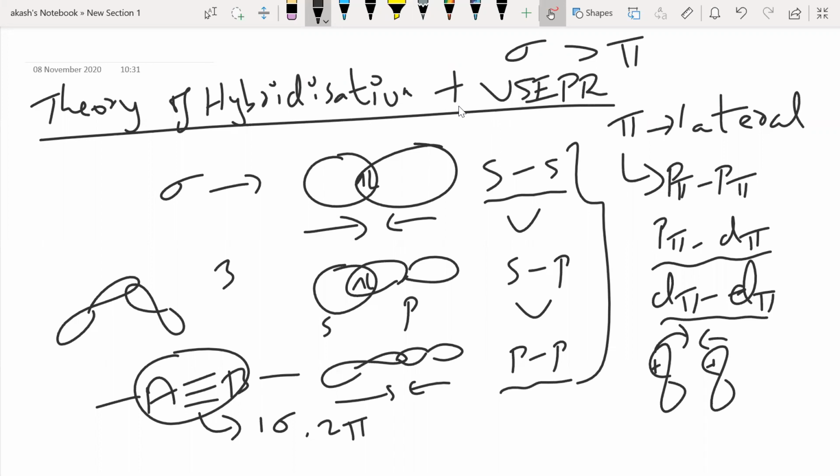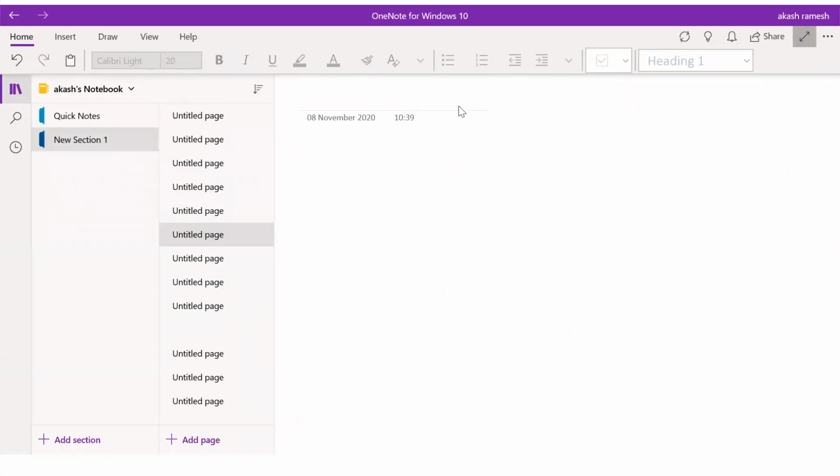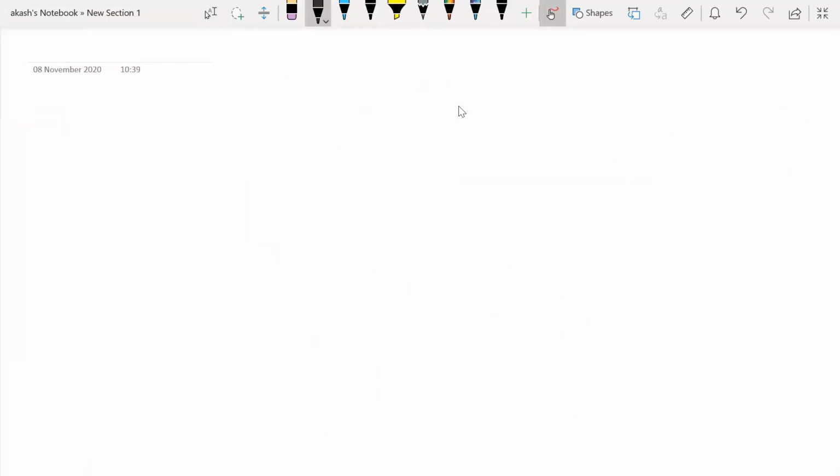So I think we should have a discussion about coordinate bonds also, right? We'll just have a very small discussion about that. A coordinate bond, people, is a special type of covalent bond. You already know this. I'm just going to give you one example. The simplest example I can take is carbon monoxide, right?